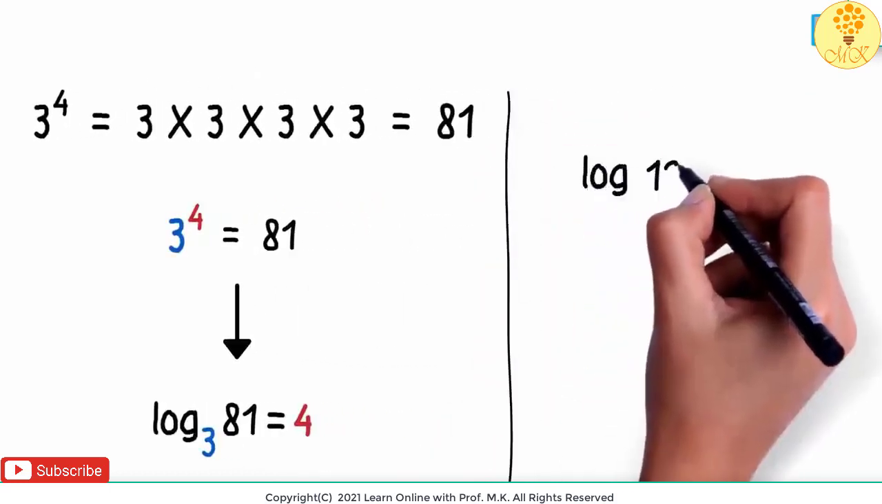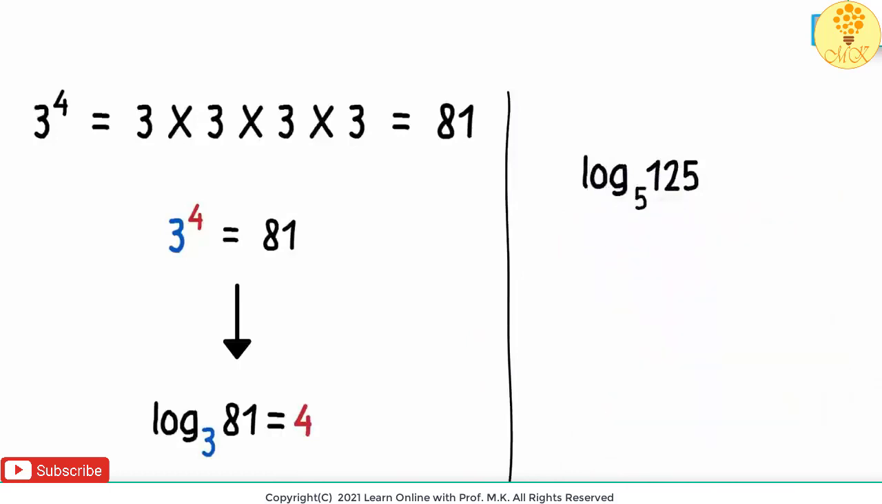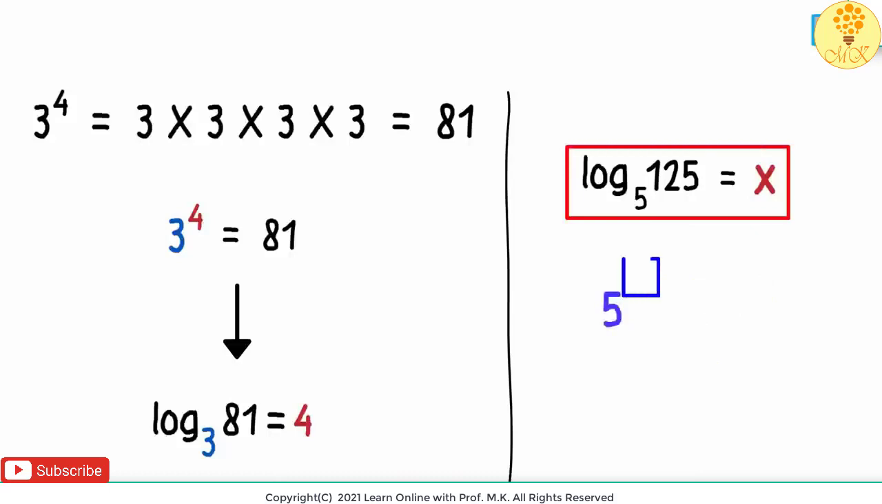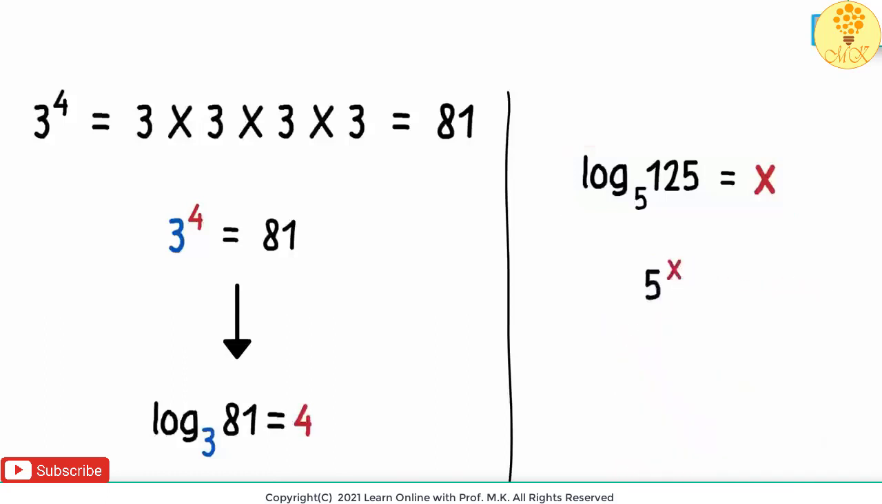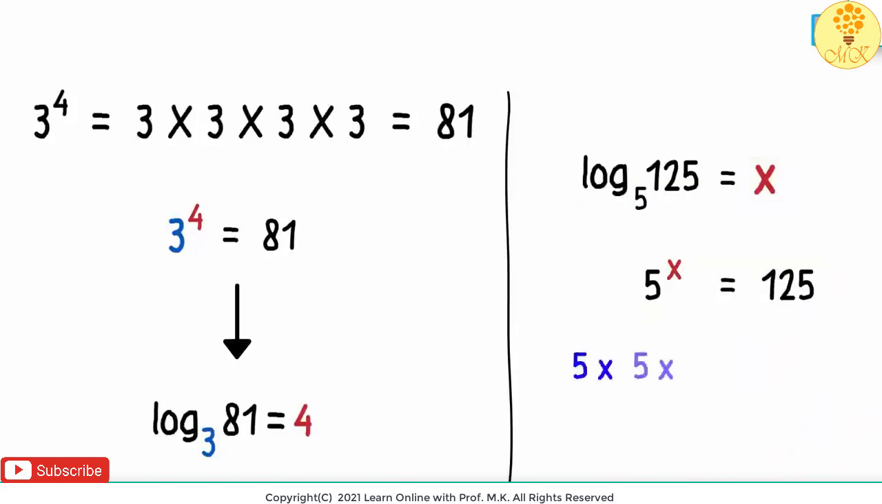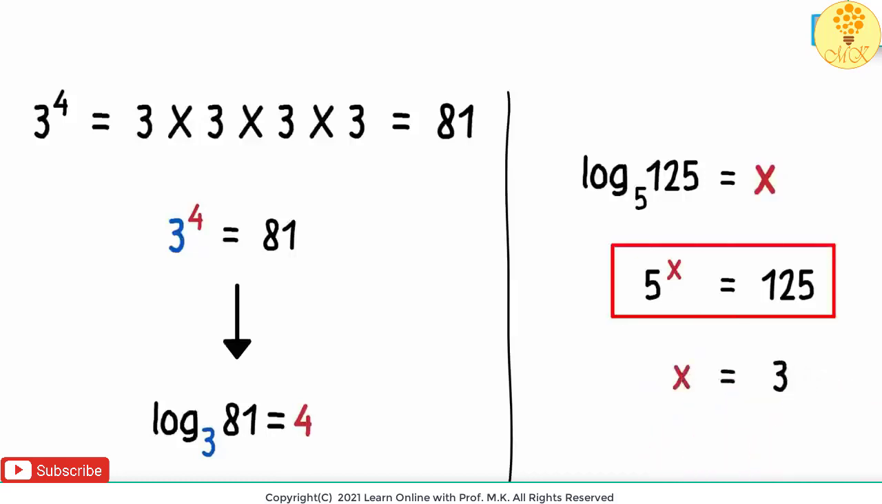Log of 125 to the base 5 is given to us as x. What is the value of x? To get the answer, we should try writing this in the exponential form. This asks us, 5 raised to what power gives us 125? 5 to the power x gives us 125. This makes it easier to find the value of x. We know that 5 times 5 times 5 is 125. So 5 to the power 3 will equal 125. It gives us the value of x as 3.